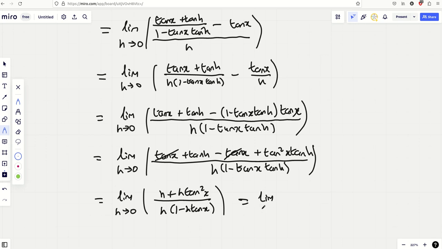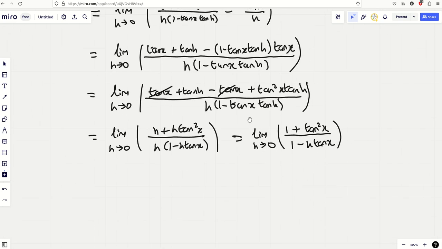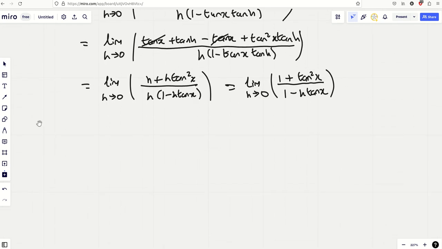That's basically the trick in any question like this. You want to cancel the h's on the top and the bottom. You can be left with some h's, but just ask yourself, am I dividing by 0 when h becomes 0? That's what you really want to ask. Now, we've still got an h on the bottom. Surely that's a problem. Well, no, because if we make h 0 here, we end up with 1 plus tan squared x divided by 1, which is just 1 plus tan squared x.